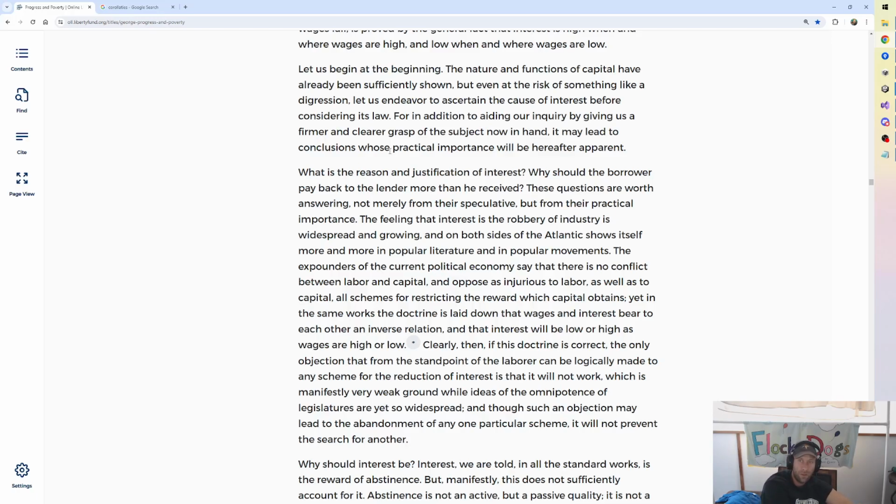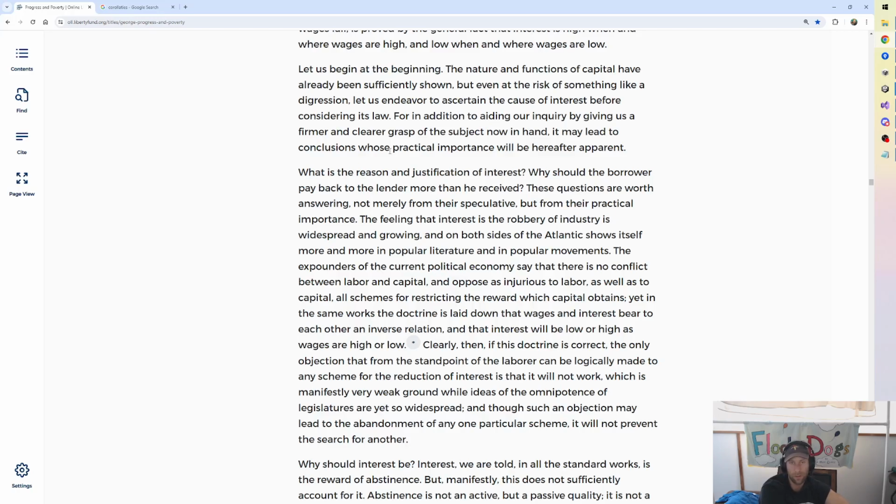The nature and functions of capital have already been sufficiently shown, but even at the risk of something like a digression, let us endeavor to ascertain the cause of interest before considering its law. For in addition to aiding our inquiry by giving us a firmer and clearer grasp of the subject now in hand, it may lead to conclusions whose practical importance will be hereafter apparent.